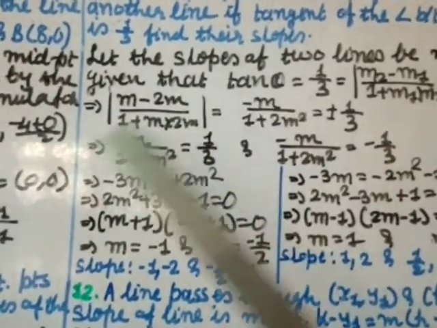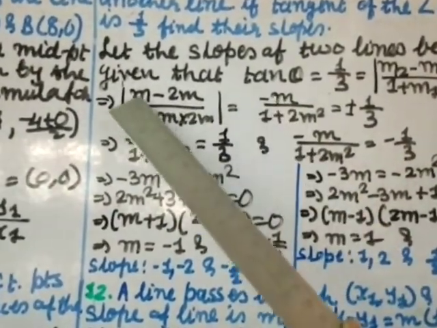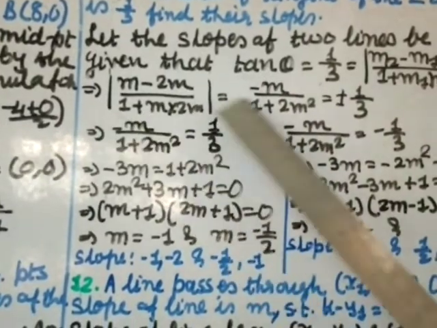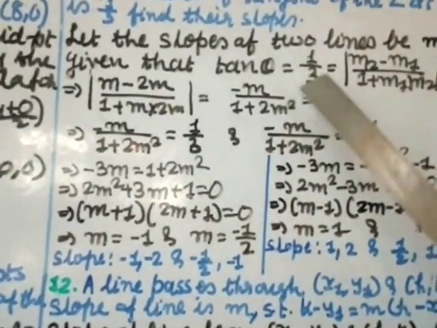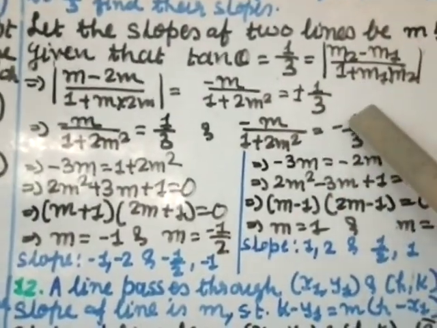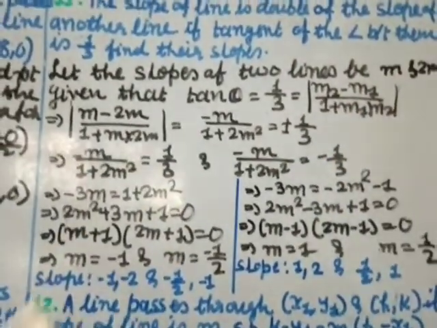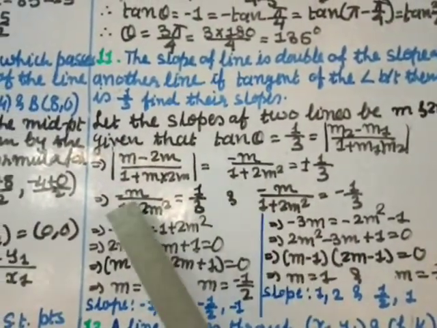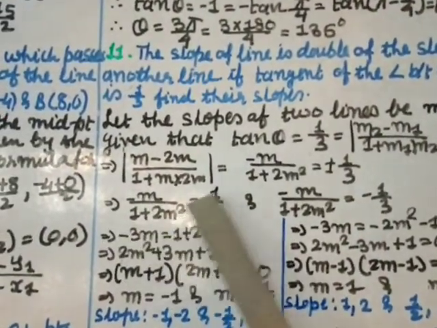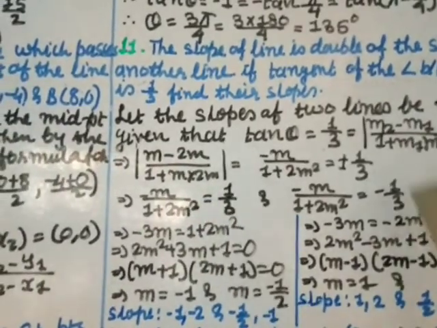Now if you remove the modulus, then you can write, see, m minus 2m is minus m, and this is 1 plus 2 into m square. When you remove the modulus, this 1 by 3 can be written as plus or minus 1 by 3. Okay, now you will take once positive and the second time negative. So let us take first positive. So I'll take minus m by 1 plus 2m square equal to 1 by 3. Let us solve this first, then the second part.